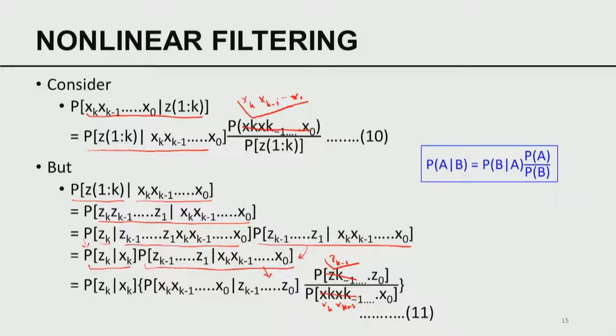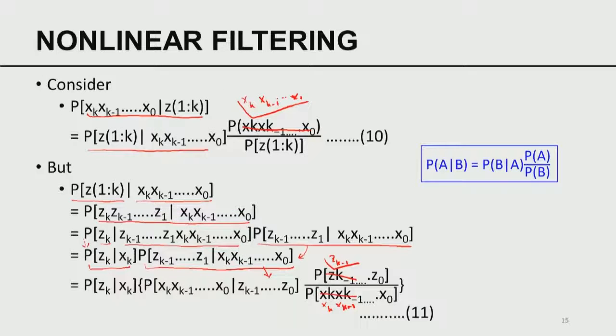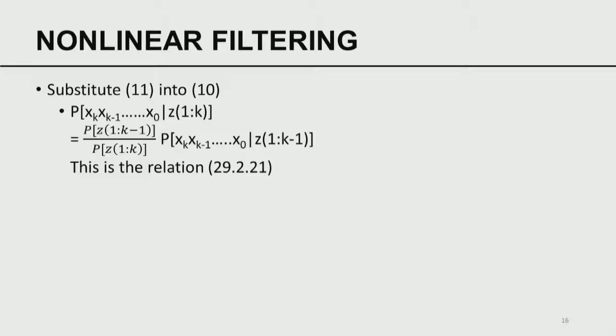So you can readily see how I am able to compute the probability of observing the set of all observations given the trajectory in this particular form, as given by Levin. So now look at this. Substitute this 11 into 10. Then you essentially get what you want.